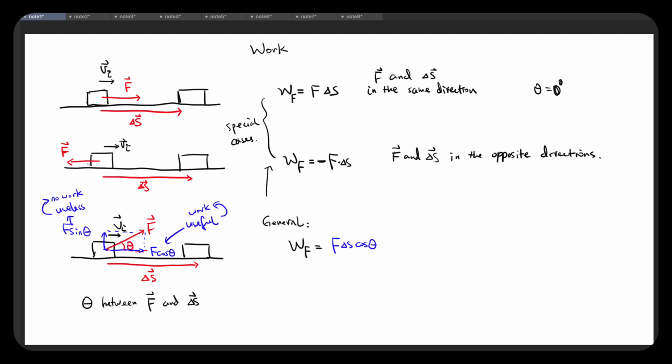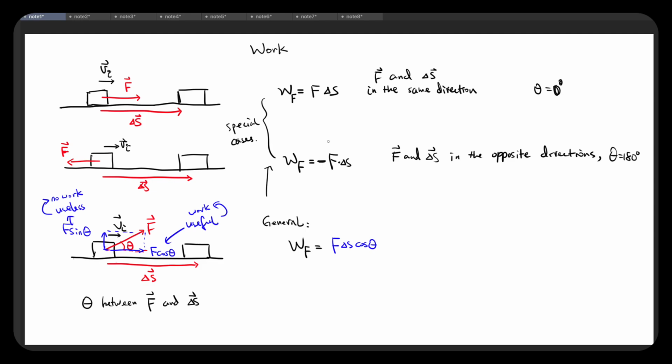Now in the second case, theta equals 180 degrees. So plugging into this formula, I get cosine 180 degrees, which is -1. That's why we have this negative sign here, to represent the effect of the force, the work done by the force.